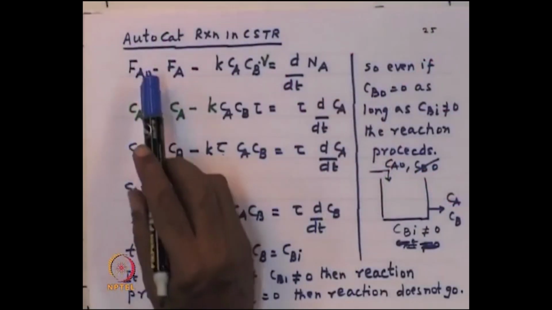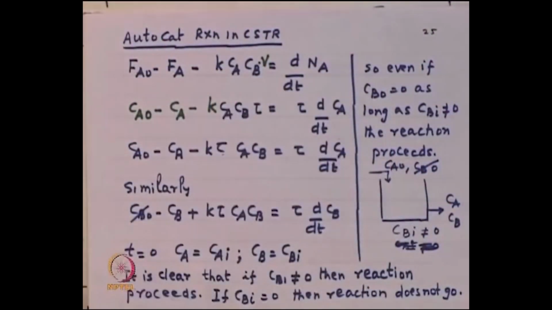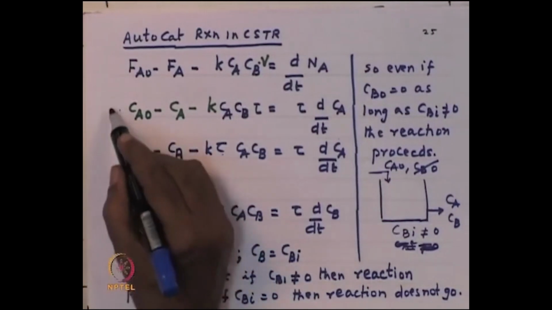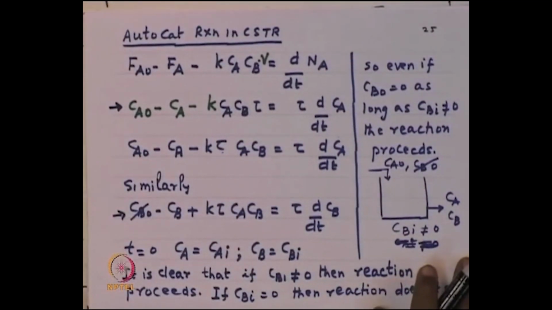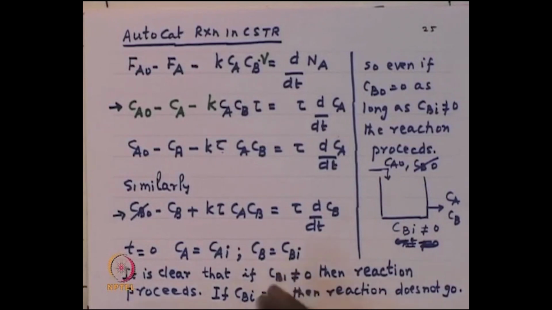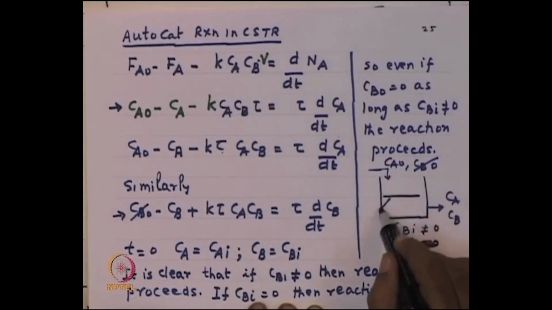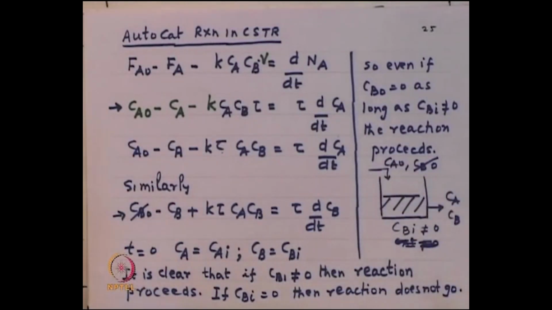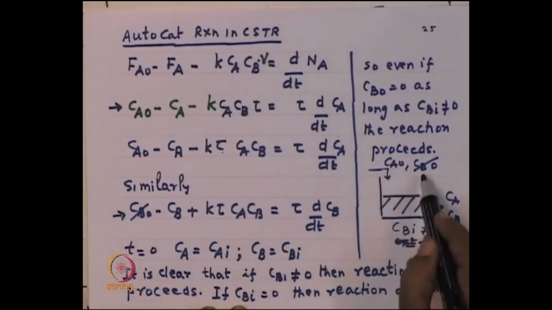So, what is this equation? It says input minus output plus generation equals accumulation, correct. I have written this for component A and this for component B. Look carefully at the two equations. At t equal to 0, Ca equal to Cai, Cb equal to Cbi. Let us look at the situation when Cbi is 0. What happens? When Cbi is finite, what happens? What are Cbi and Cai? They are what is in this equipment when we started this reactor, say a million years ago, a long time back. But today we are running it with Ca 0 equal to some value, but Cb 0 is 0.